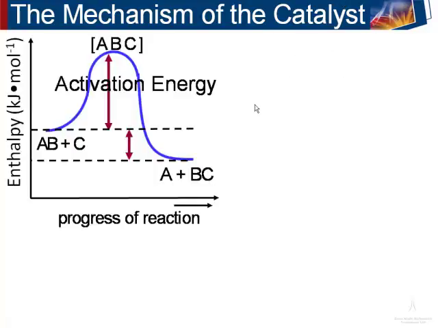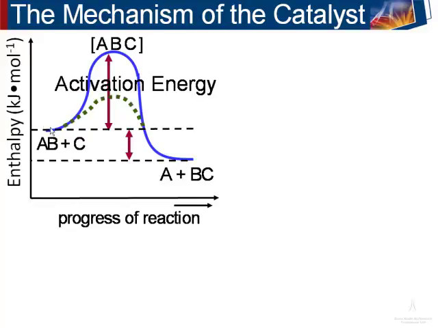One of the things that can have an effect on the progress of a reaction is a catalyst. So we're going to have a look at the enthalpy graph and see what happens when we introduce a catalyst. Basically, there's our graph, similar to the graph in the previous slide of an exothermic reaction. Now let's have a look at what happens if you introduce a catalyst into this reaction.